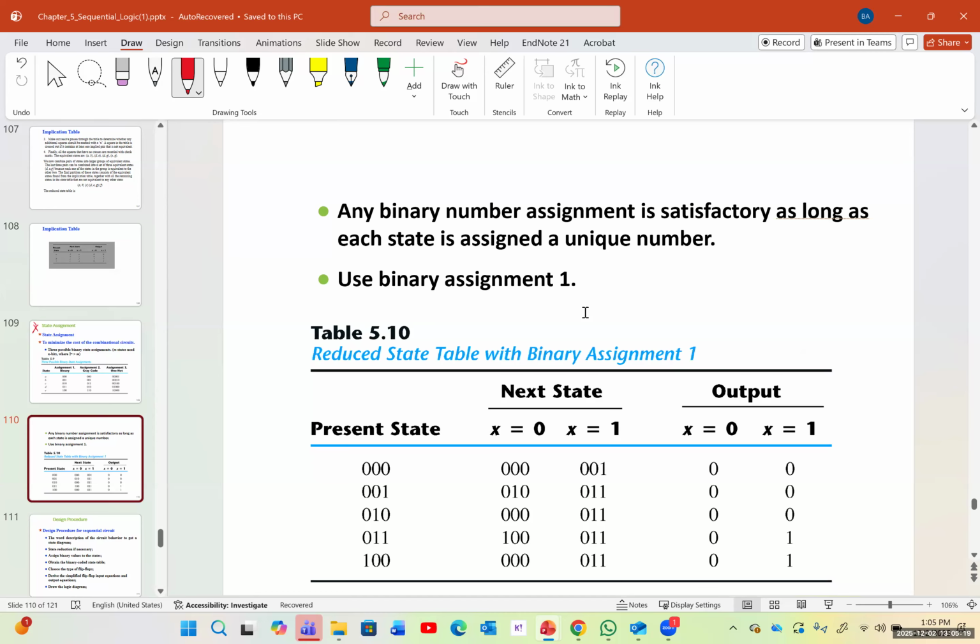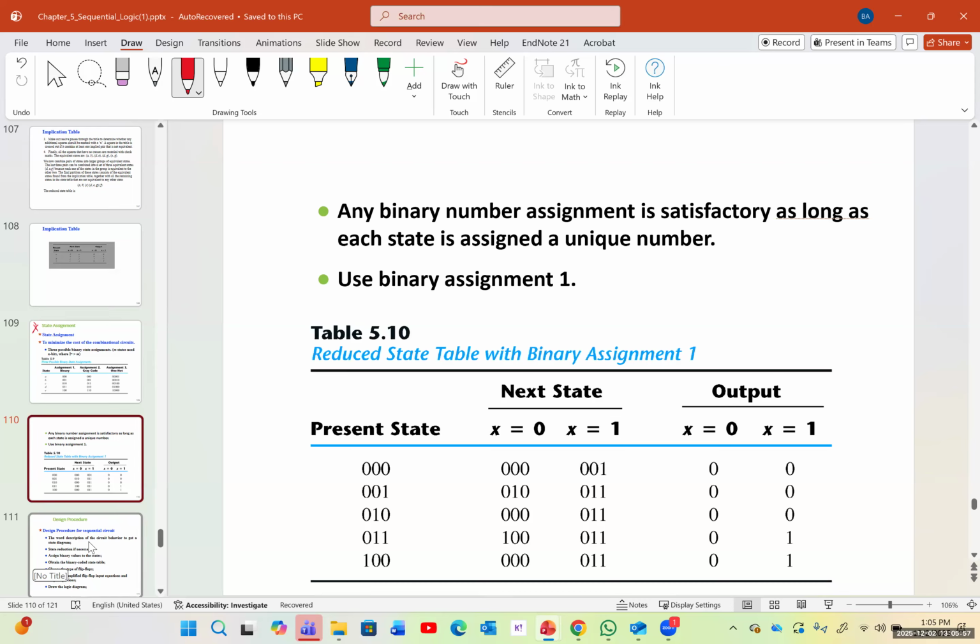We usually use the binary assignment number 1, and this table shows the reduced state table with the binary assignment of 1. So if the present state is 000, and x is 0, then the next state would be 000. If x is 1, the next state would be 001. And from 001, if x is 0, the next state would be 010, for example. If x is 1, it's going to be 011, and so on. Now, we use these state assignments to be able to design combinational logic circuits.